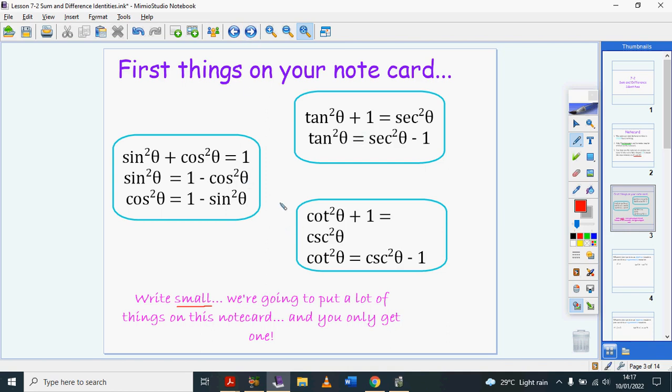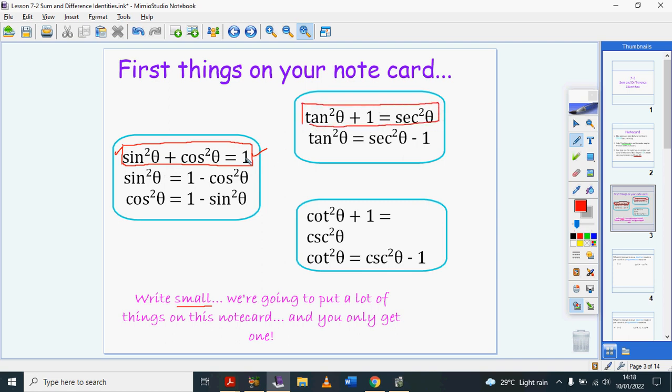Alright, just to remind ourselves before we start this, sine squared theta plus cosine squared theta is equal to 1. This is a popular one, a famous one. We're going to use this a lot, so please don't forget it. Also, don't forget the other ones that come with it.